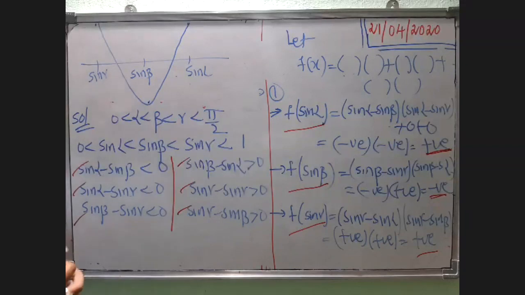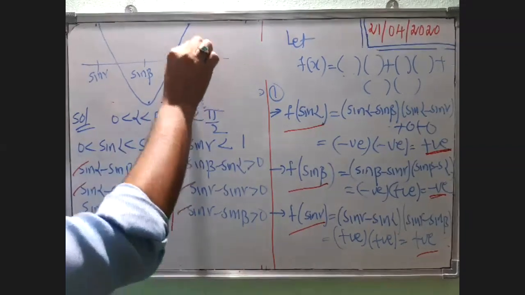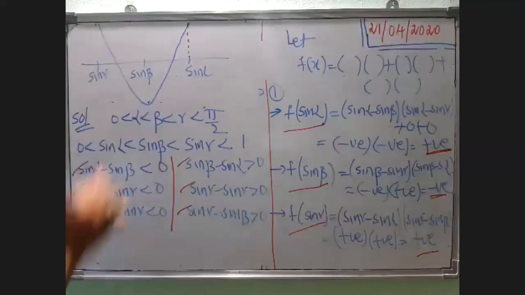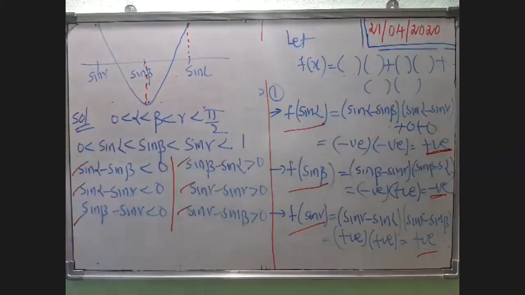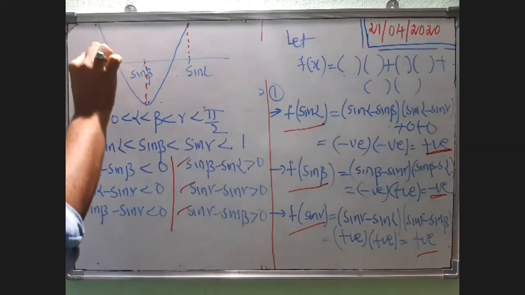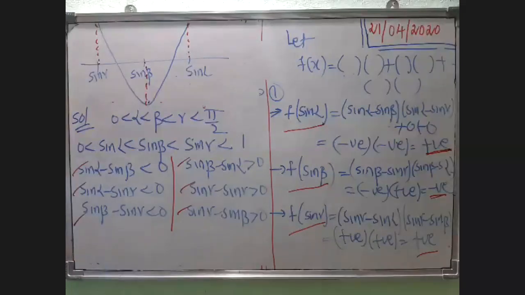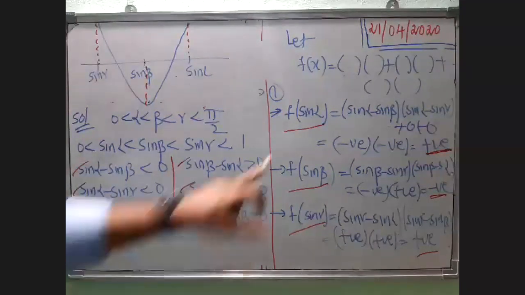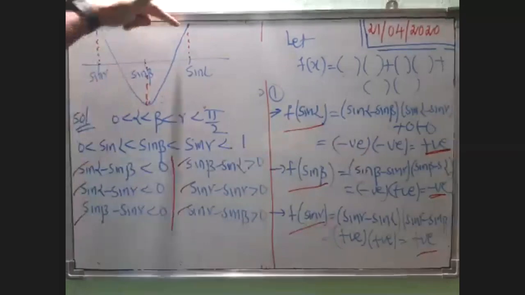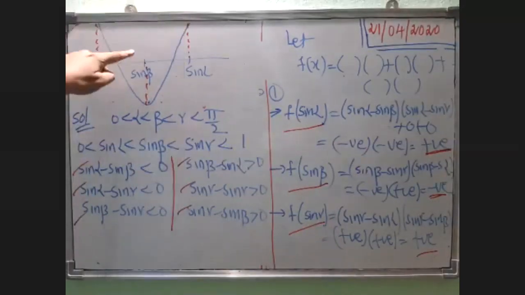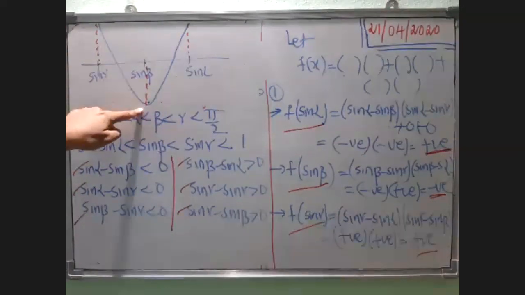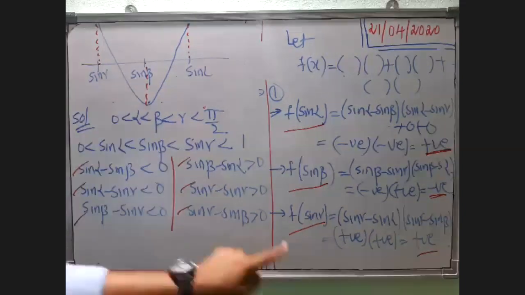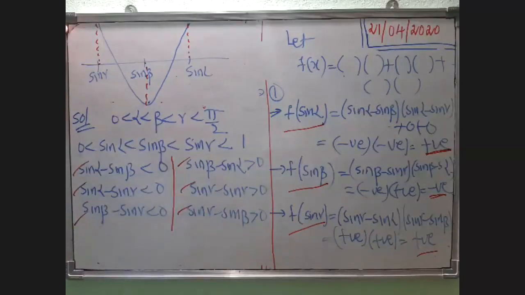So if you observe this here, the sin alpha value is above the x-axis. Sin beta value is below the x-axis. Sin gamma value is above the x-axis. That is what it actually means. Sin alpha value is positive, so I am getting above the x-axis. Sin beta value is negative, so it is coming below the horizontal line, I mean the x-axis. Sin gamma value is positive, so it is coming above the x-axis.